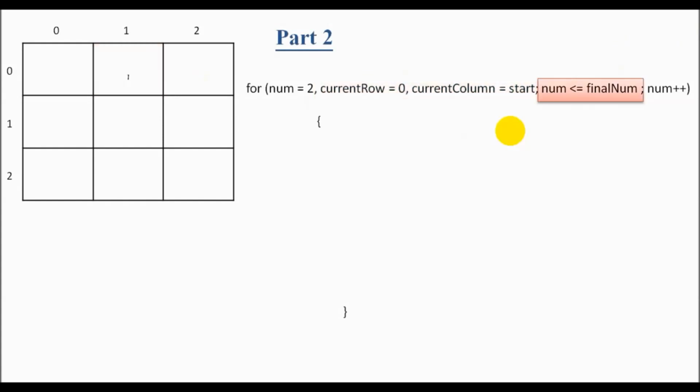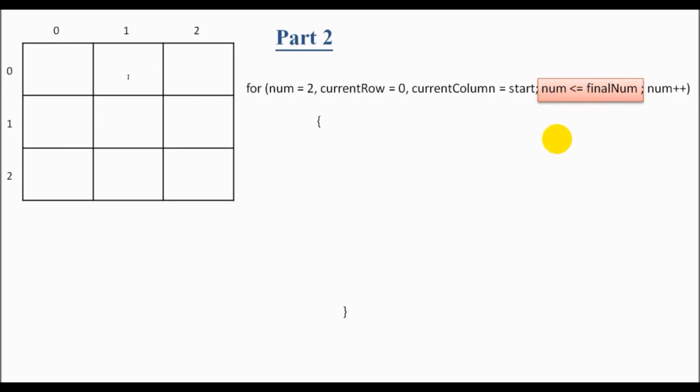Then our condition part says our num variable is less than or equal to our final num variable. That means our for loop will continue till our num variable is less than or equal to our final num variable. So for this matrix, our num variable is now 2, as we have initialized it with 2, and we saw that our final num is 9. So yes, the condition is true.